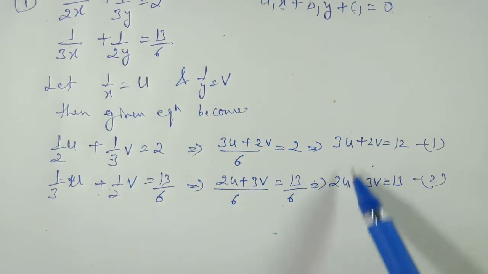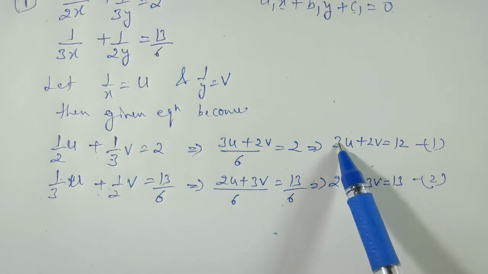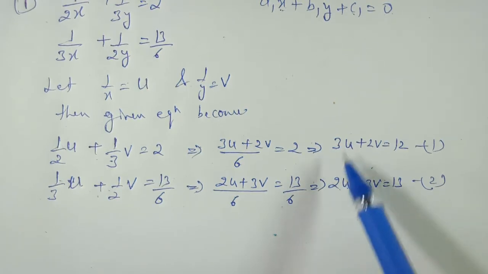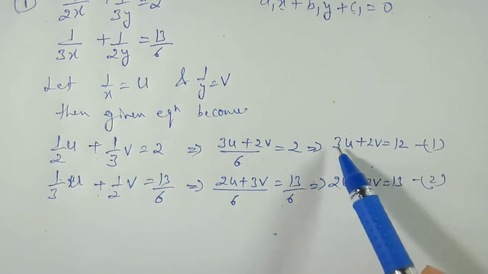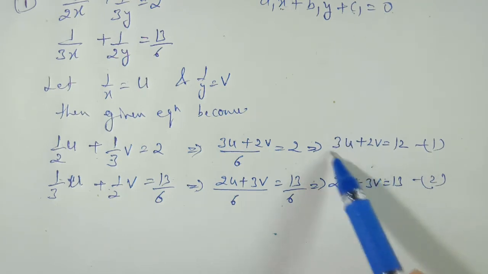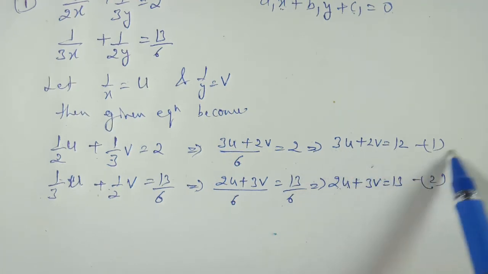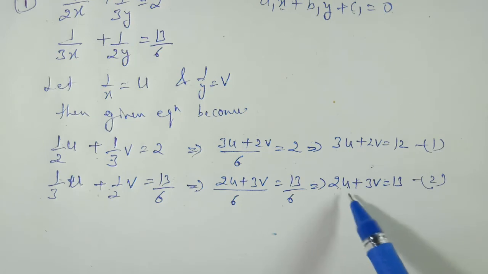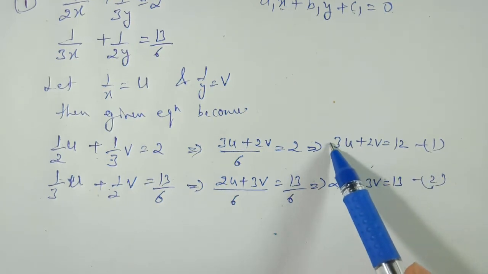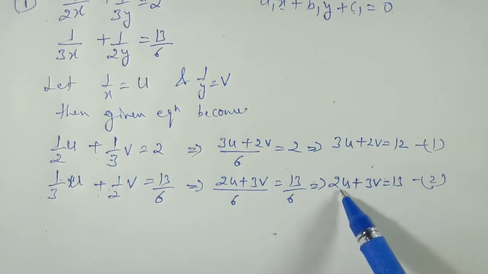If we want to eliminate u, we have to make the coefficient of u common. So here is the number 3 and here is the number 2. To make them the same number, we have to take the LCM of both of them. If we take the LCM of 3 and 2, it will give 6. It means we have to make this 3 as 6 and this 2 as 6. So equation first is to be multiplied by 2 and equation second is to be multiplied by 3. Then as both of them have the same sign, we have to eliminate them.